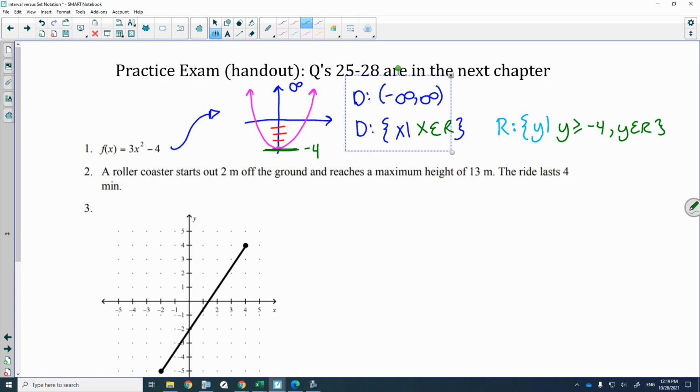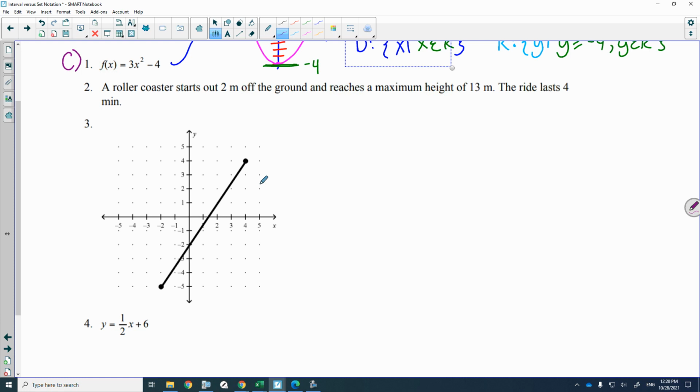So now you need to look at the answers A, B, C, D, or E, and you need to match it. So what would that match with? Which one has domain of x belongs to the reals and range of y is greater than or equal to negative 4? C. Yeah, so that matches with C. I would skip this one, and then do this one. So see if you could quickly do this one.